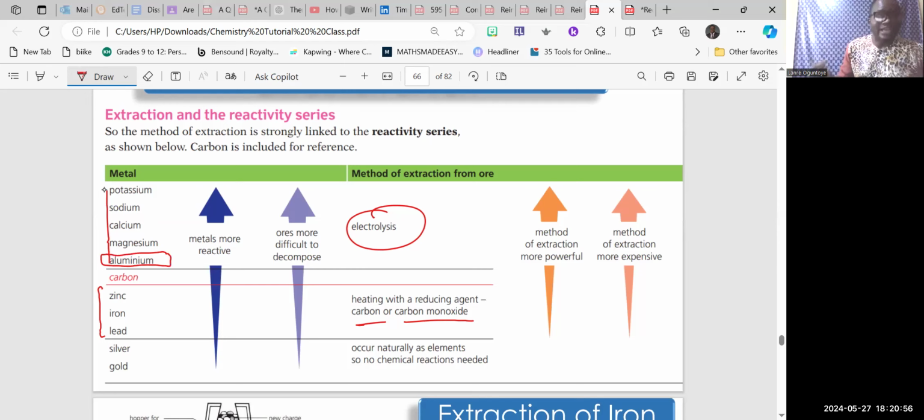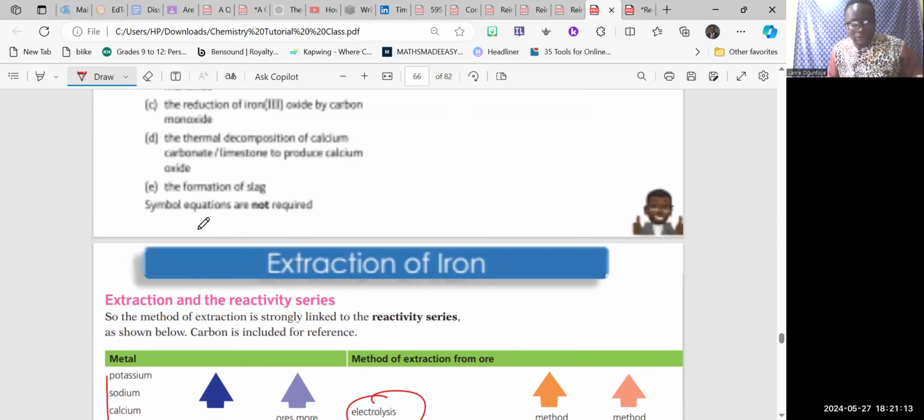Aluminium oxide. Extraction of aluminium is by electrolysis of aluminium oxide. Now, among the ones that can be reduced by carbon or carbon monoxide, we are taking iron, right? That's what led us to extraction of iron. Okay? All the first learning outcome is taken.